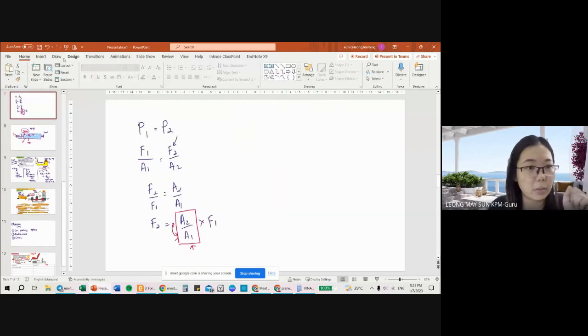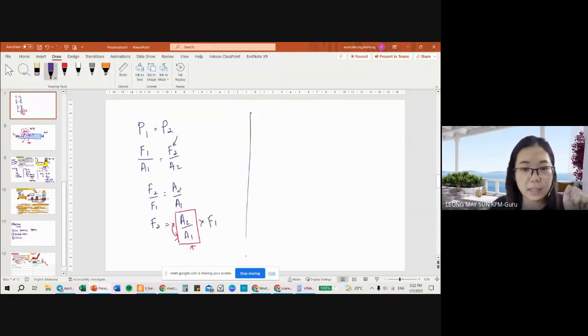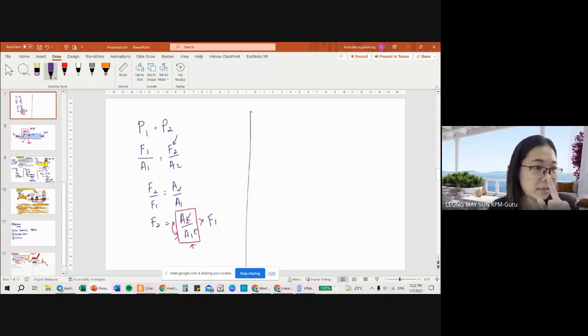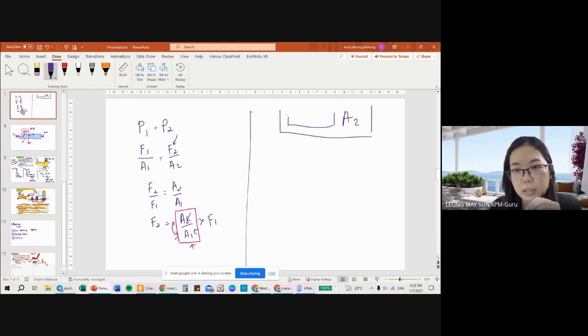Let's go back to force multiplier side. This is the force multiplier that we did just now. The area A1 and A2 represents the size of the piston. To be more specific, it represents the area of the piston. So if area 2 is the larger piston, and area 1 is the smaller piston, then if area 2 goes bigger and area 1 goes smaller, this force multiplier will increase. When the force multiplier increases, the load that we're gonna be able to carry is going to be even more.